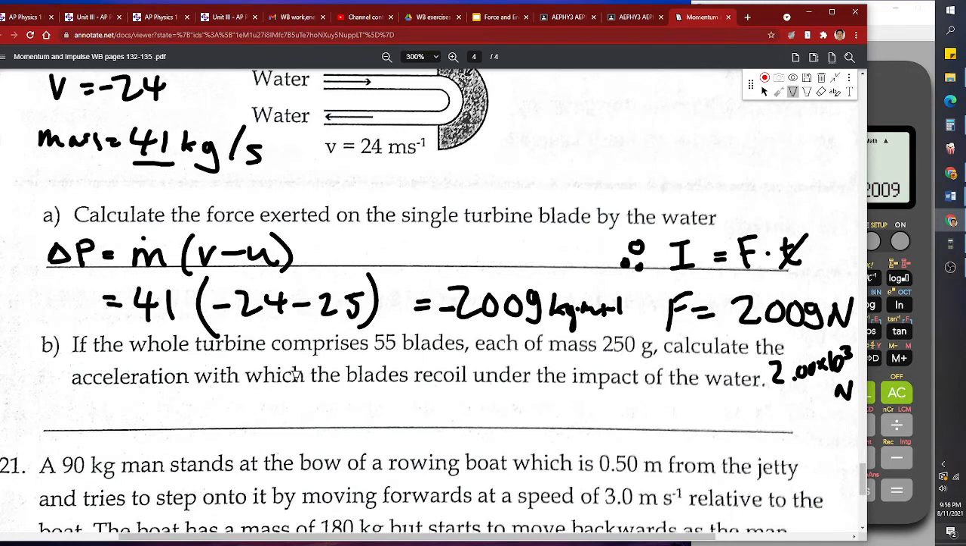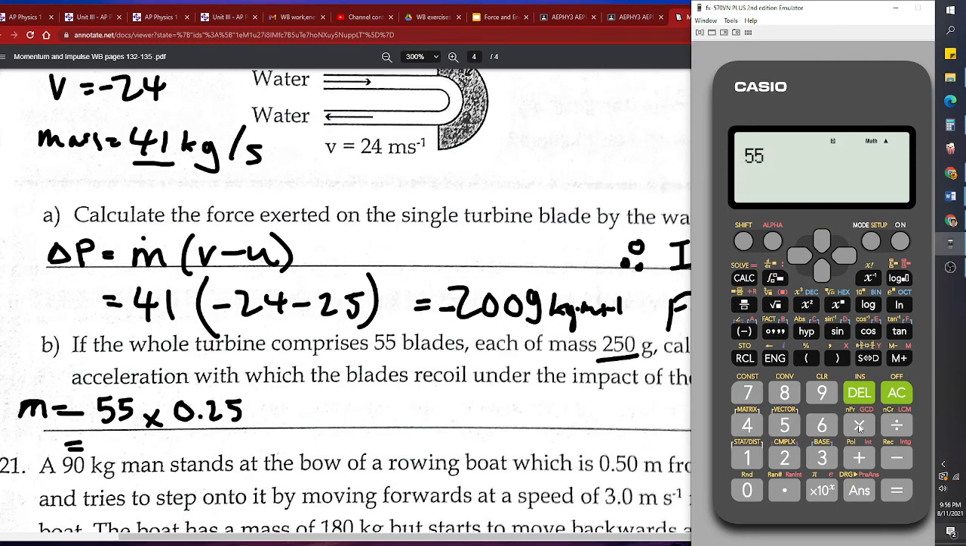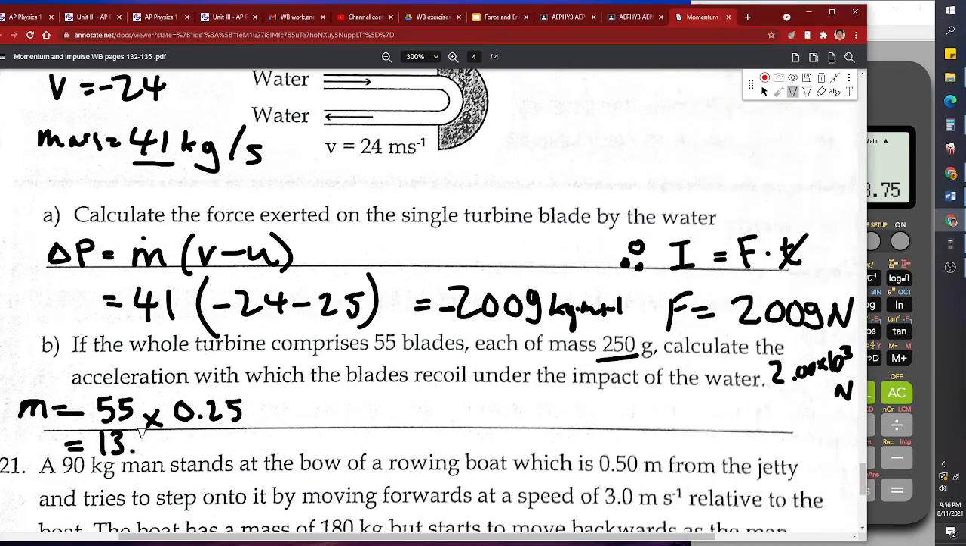Okay, so we have the blades and there are 55 of them. So let's find their mass. There's a reason why they tell us how many there are and that each one is 250 grams. So 250 grams we know is 0.25 kilograms because we need to convert it to kilograms. So that's 55 times 0.25 each. And we should get 13.75 kilograms for the total mass of the blades.